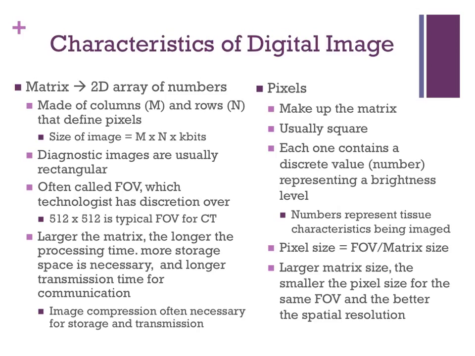Pixels are another factor of the digital image, and the pixels make up the matrix and are usually square. Each one contains a discrete value or number representing a brightness level, and the numbers represent tissue characteristics being imaged. So for example, in CT, these numbers are related to the atomic number and the mass density of the tissues.